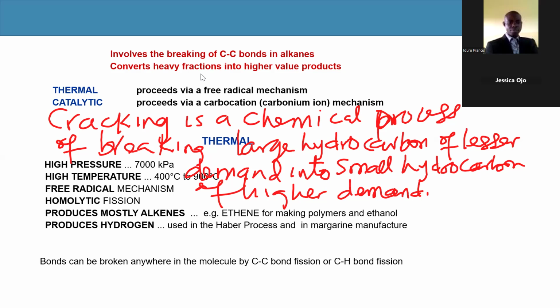Simple as that. And it can occur in two ways. You can either use thermal or catalytic cracking. Don't bother yourself about it, but thermal will proceed via free radical mechanism, and then catalytic will proceed via carbocation mechanism. You don't need to know the mechanism. This is the definition and also the chemical reaction and the conditions that you must know.